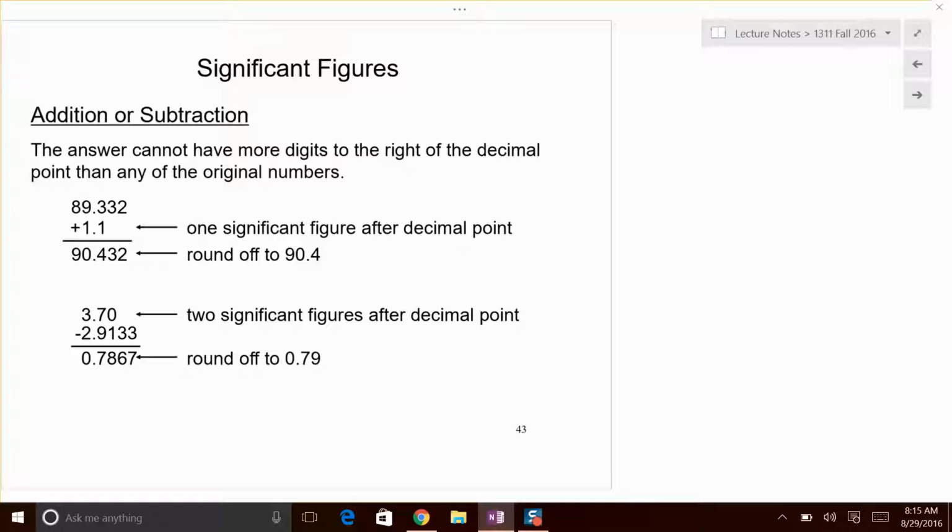So I'm going to round to 90.4. I'm going to drop the 3 too.